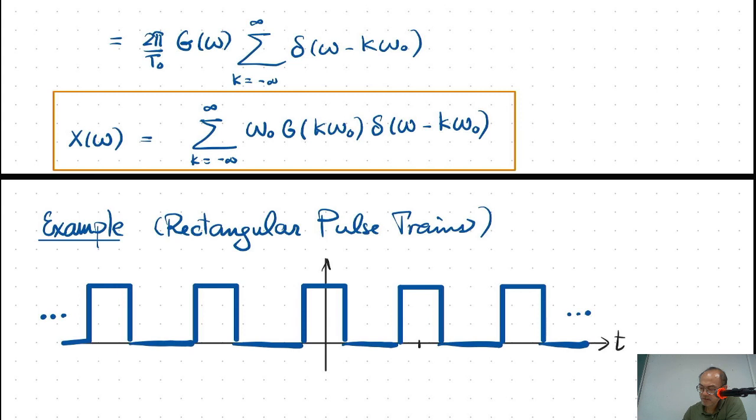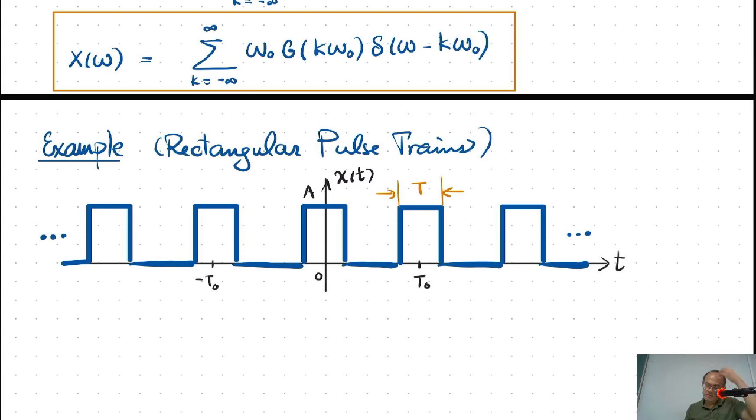The period is t0. The magnitude is A. And the width of each pulse is big T. Now this is a periodic signal, of course, so we would like to find the Fourier transform of it.